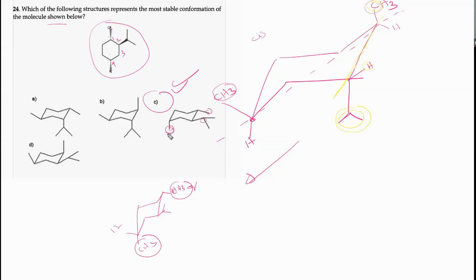In this conformation, you can also see that only one methyl group is axial, and the bulky isopropyl and the bulky methyl group, two of them, are in the equatorial position, which is stable because they will not have the 1,3 interaction.